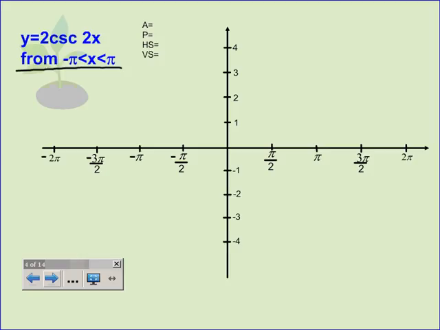Okay, this is cosecant, so which function do I compare this to? It's the sine. Alright, so the amplitude is, for the sine, the 2. The period is, there's the 2 in front of that, so it's 2 pi over 2, which is pi. And we see there's no shifts, so those are zeros.